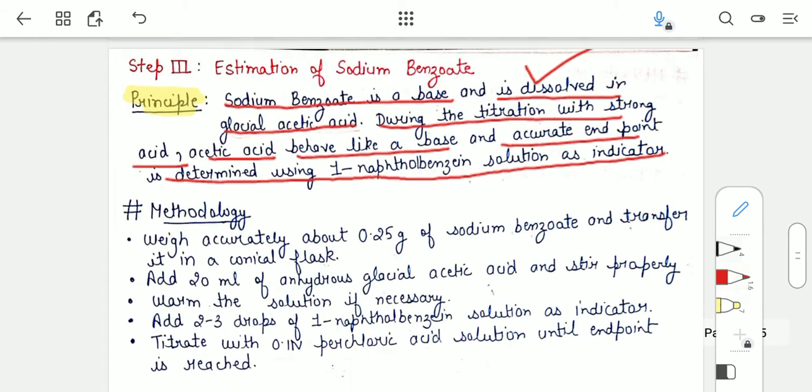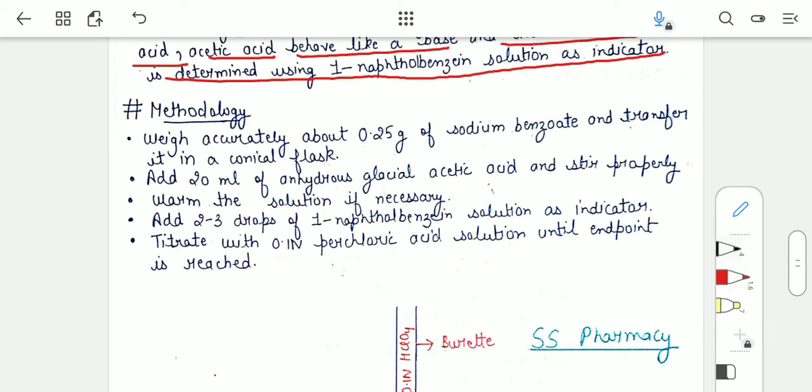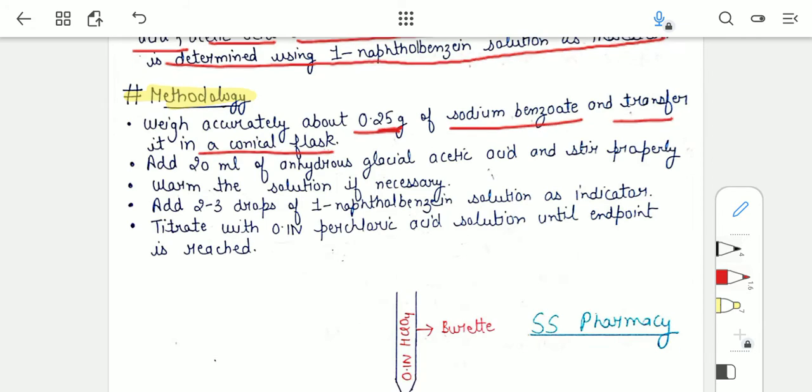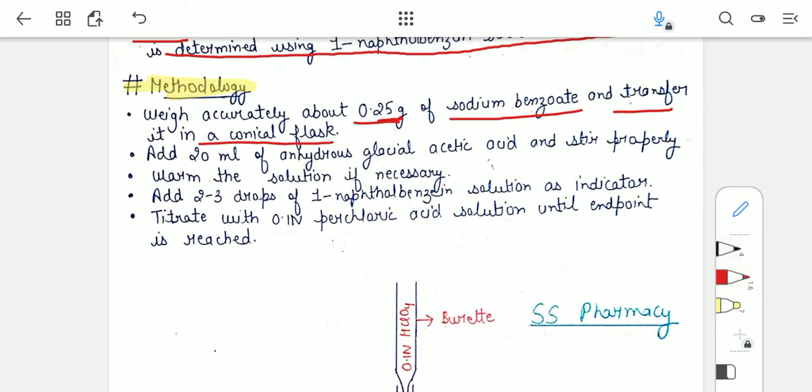So what is happening? We will go through the methodology and then you will understand. This is the methodology. We will weigh accurately about 0.25 gram of sodium benzoate and transfer it into a conical flask, and then we will add 20 ml of anhydrous glacial acetic acid and stir the solution properly.